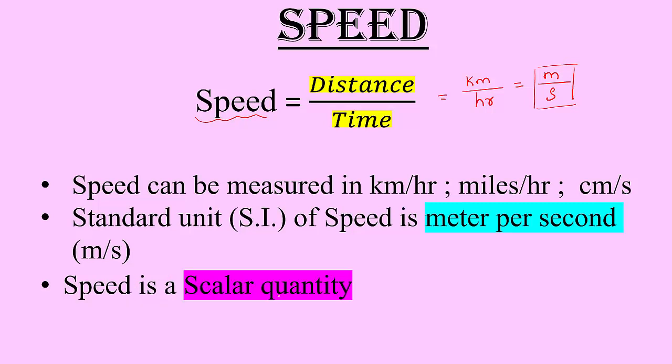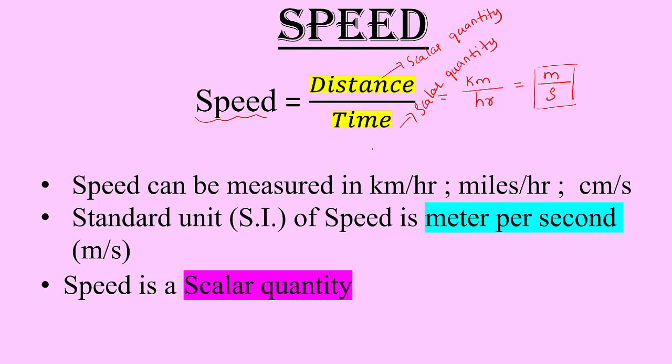And speed is a scalar quantity. What do you mean by scalar quantity? A quantity which has only magnitude but no direction. It has only magnitude, meaning numerical value. There is no direction, so speed is a scalar quantity. Why? Because you can observe the equation, distance divided by time. Distance is which quantity? Distance is a scalar quantity. Similarly, time is also a scalar quantity.